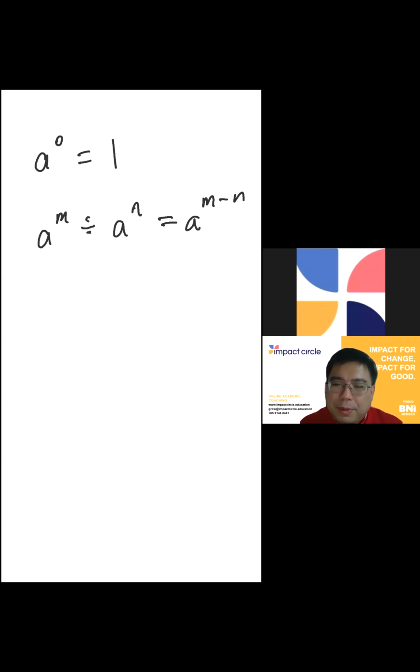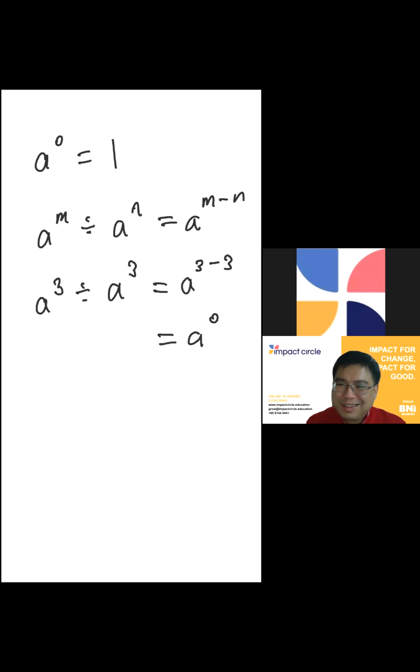Let's take one example. For example, a to the power of 3 divided by a to the power of 3. On the right-hand side, this will give us a to the power of 3 minus 3, which is a to the power of 0. On the left-hand side, you have two numbers dividing, and both numbers are the same. What happens when you have one number divided by itself?